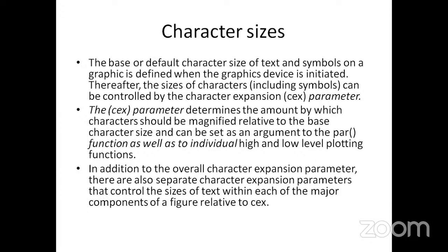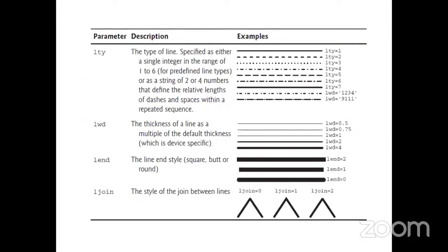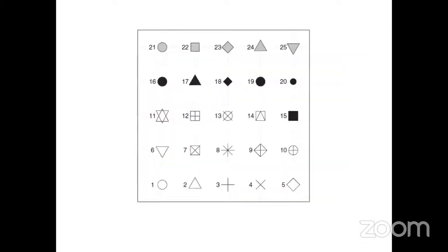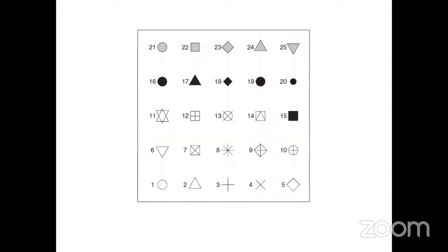In addition to the overall character expansion parameter, there are also separate character expansion parameters that control the size of the text within each of the major components of a figure. One minute before that, I will show you this one. These are your parameters, and these are your characters. I will come to these one by one, and these are all the separate characters, each of the symbols you want to give. So one by one, I will come to this.